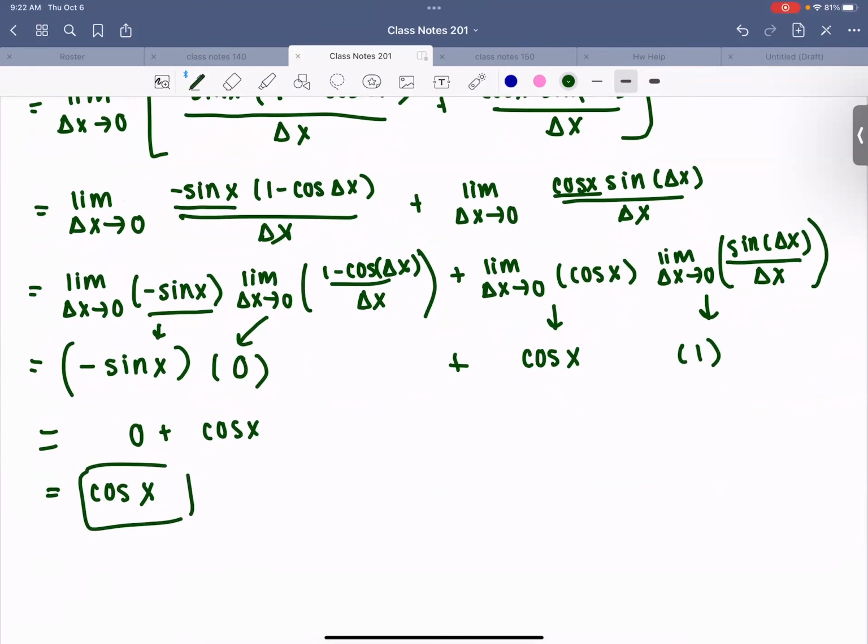I swear that was a lot of work. I promise you I'm not going to make you recreate that. I think that was a lot of work, but we got there eventually.